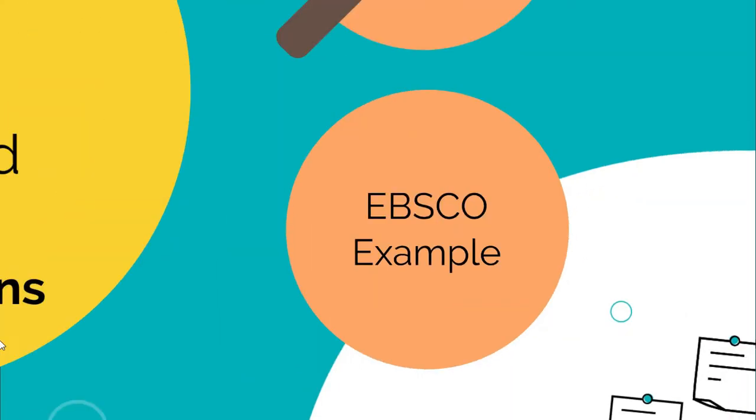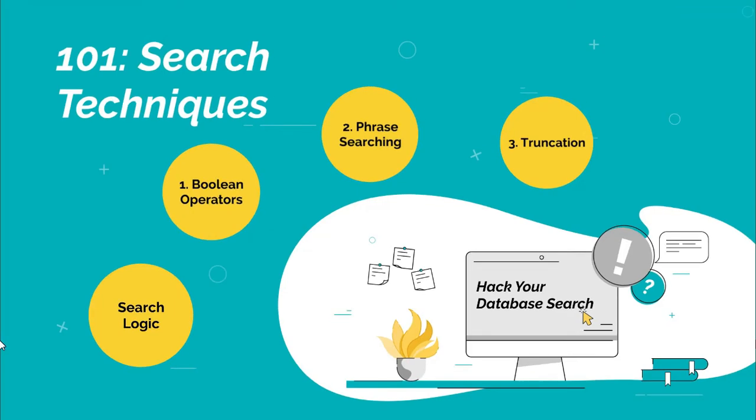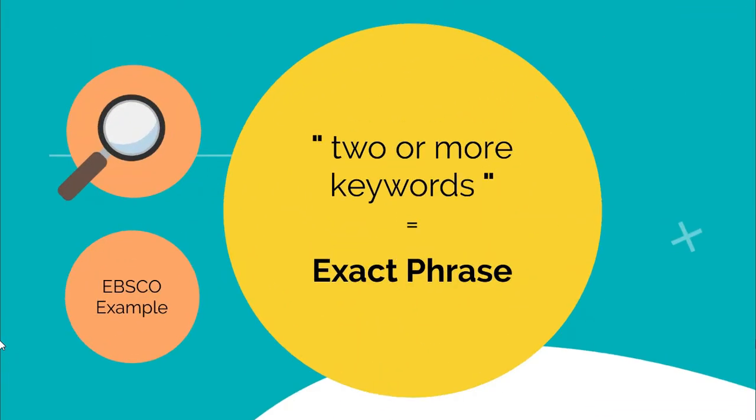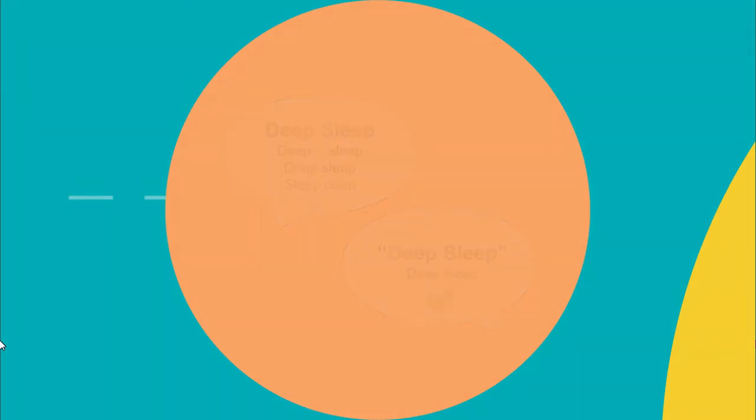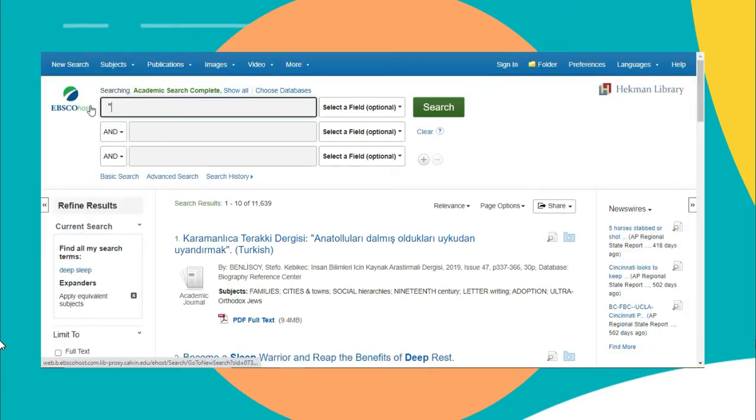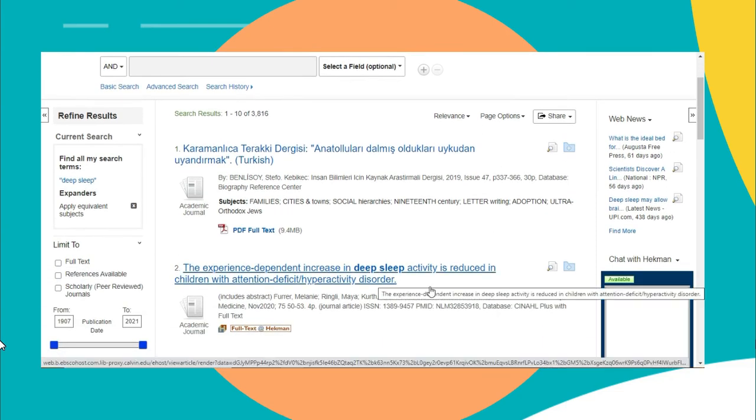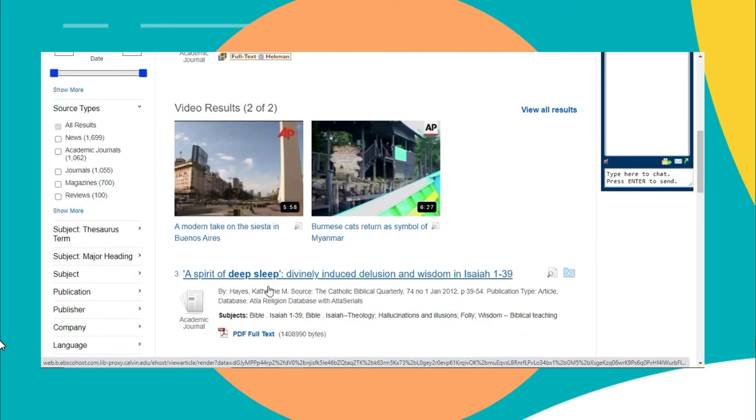Another simple search technique to narrow and focus your results is called phrase searching, where we use double quotation marks around keywords to search them as an exact phrase. This is useful because in many databases, if you don't put the quotation marks around a search phrase, you may get results back that have those keywords, but not necessarily next to each other. Here's an example of how you could do that in Ebsco. If you type "deep sleep" with quotation marks, your results will now target those words as a phrase, like this.